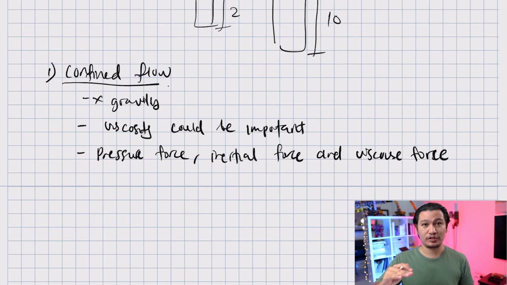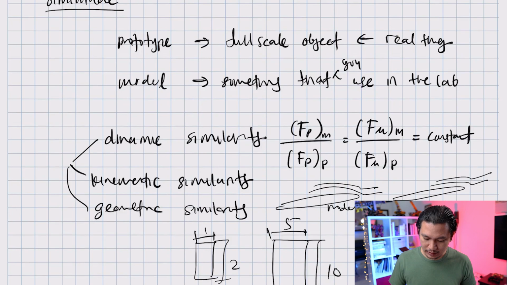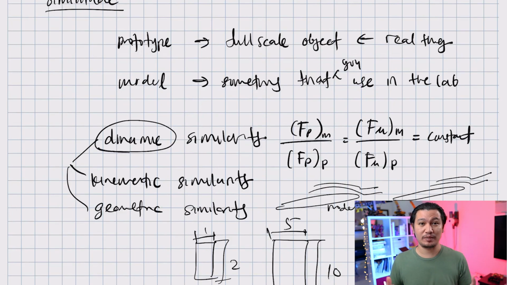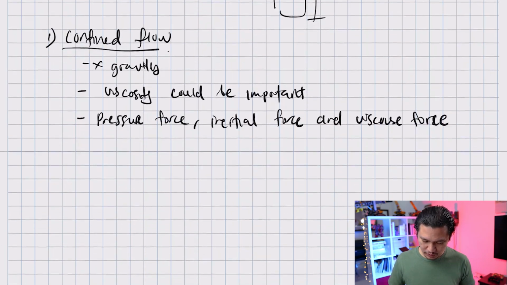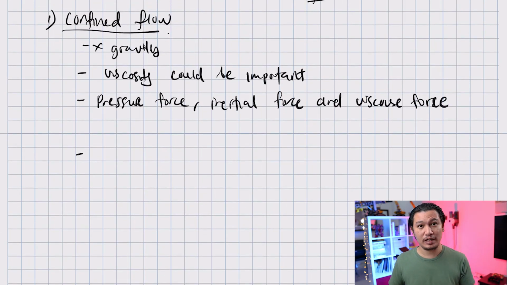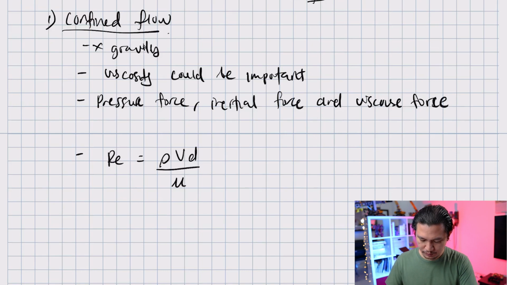Now, if the ratio of these forces between the model and the prototype inside the confined flow is similar to each other, then we would say that this model inside this confined flow has achieved dynamic similarity. And because of this dynamic similarity, there are two dimensionless parameters that are very important inside the confined flow. First is called Reynolds number. I believe that you are already familiar with Reynolds number. So Reynolds number is equal to rho times velocity times diameter divided by mu, or simply velocity times diameter divided by nu.